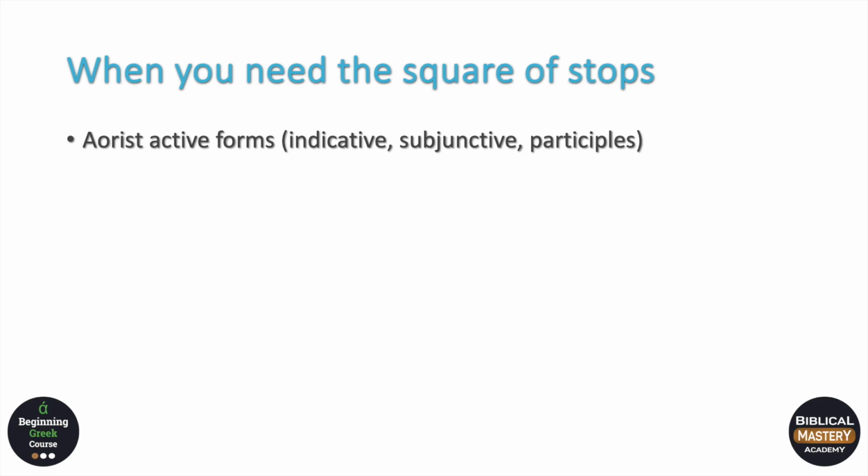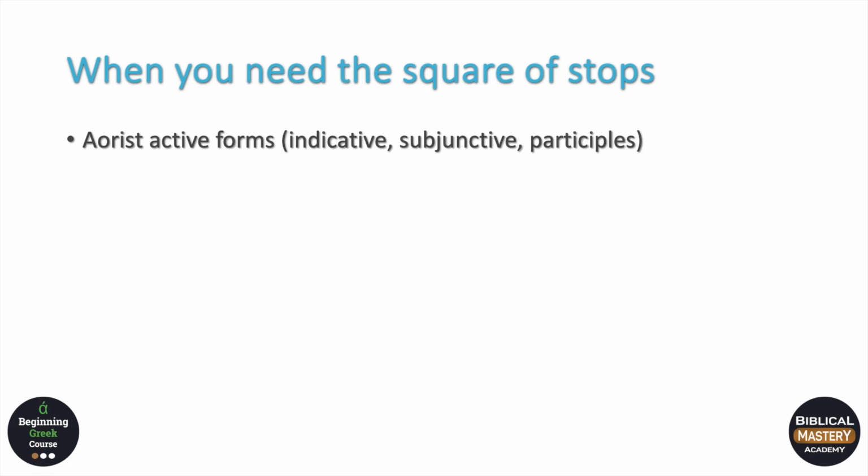All right. When do you need to know the square of stops? Why is this important? Well, you're going to run into it a reasonably large amount of times. It's quite surprising how often you find this. You find it, for instance, when you're looking at aorist active forms. And this could be in the indicative, could be in the subjunctive, and it could be with participles. You'll often find it with participles.